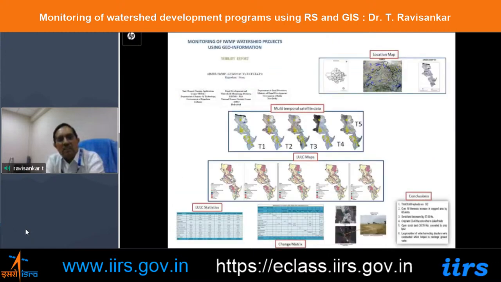And finally, as I told you, we are hosting the summary reports in the dashboard. This is one sample example where you can see the location of the particular watershed, and how the geotags in T1, T2, T3, T4, T5, and what are the land use land cover change maps, change analysis, cross matrix table, and how the land use is sustained or not. These are all the field photos and other things. This is how the summary reports are placed in the dashboard, and this gives you the quick status of the particular watershed.